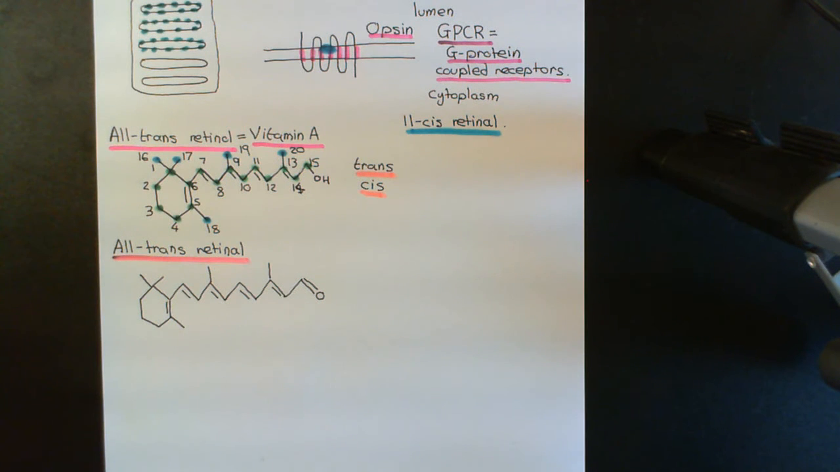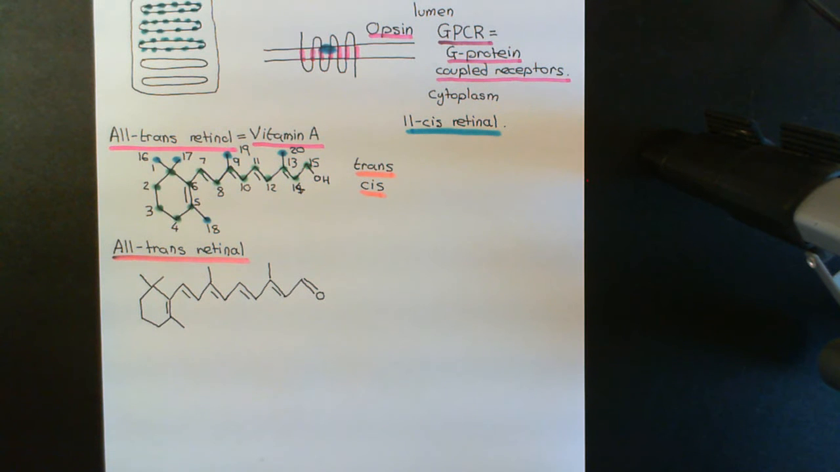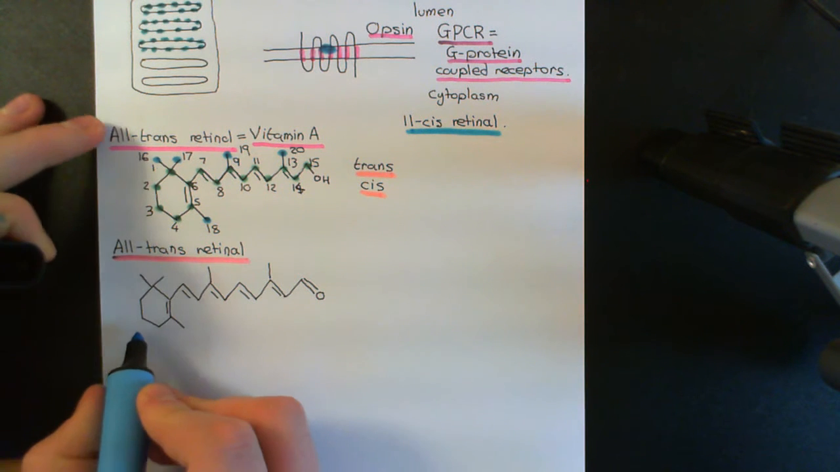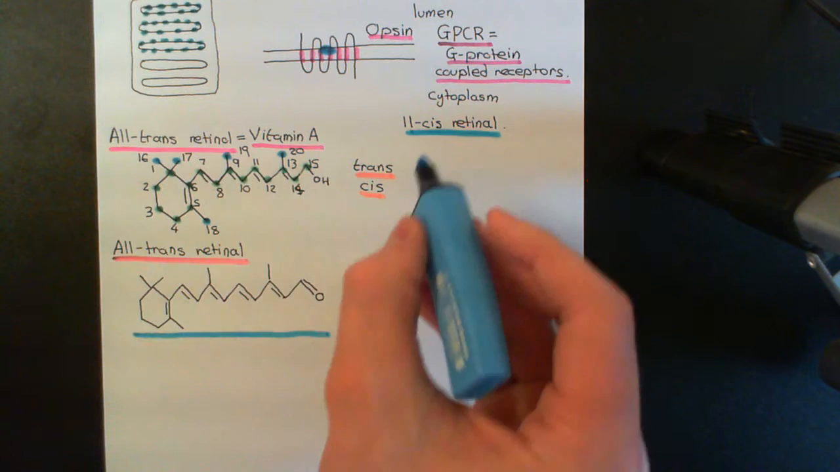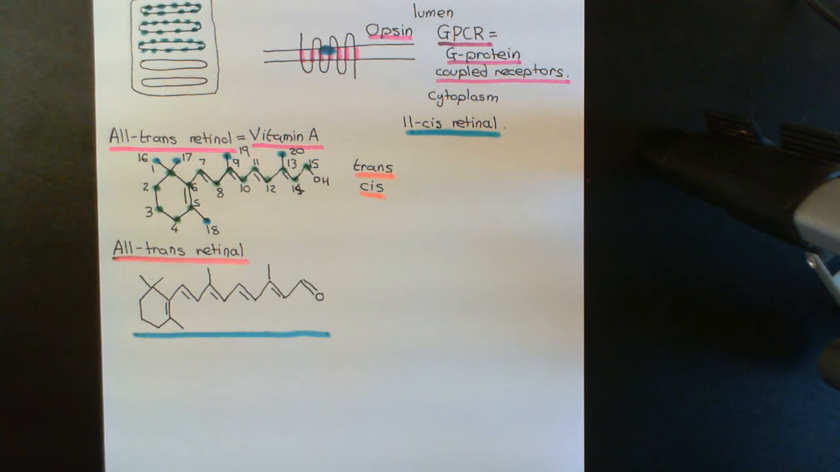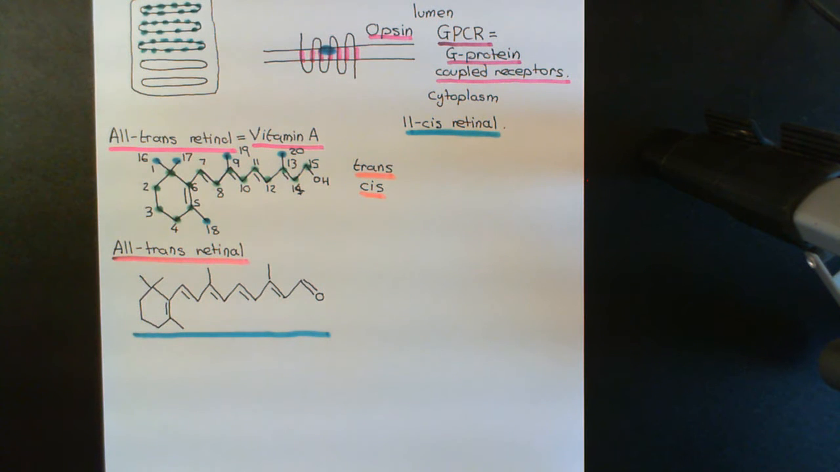So I believe that now is the correct structure of all-trans retinal. So we're close now to 11-cis retinal. So hopefully from what I've told you, you should now be able to work out what 11-cis retinal is going to be. And what this is telling us is that one of those double bonds is now going to be in the cis conformation rather than the trans conformation. So they're not all going to be in the trans conformation anymore.